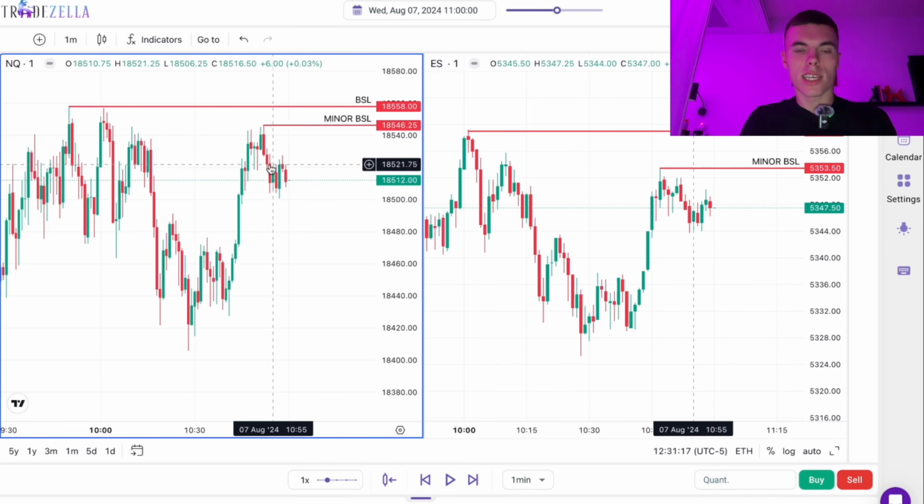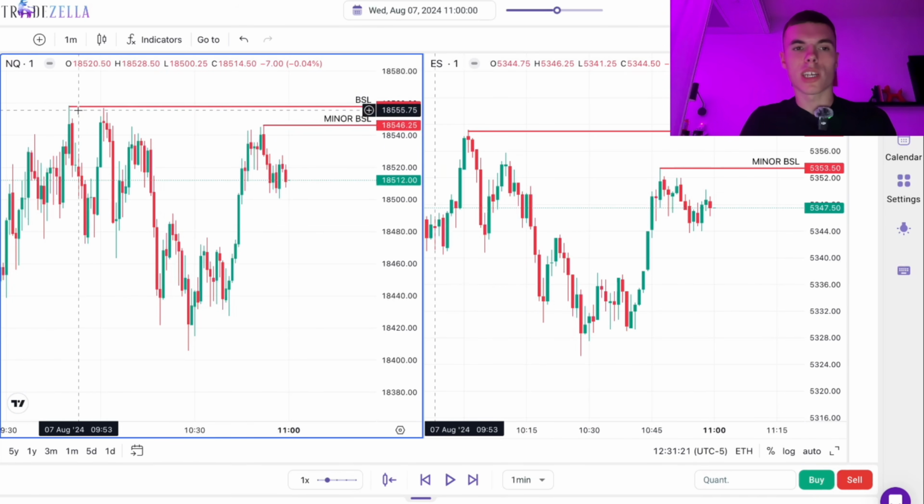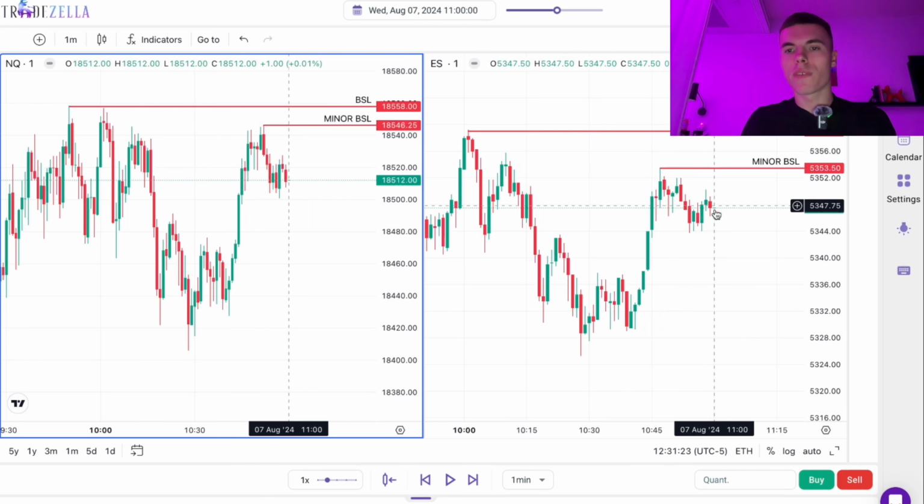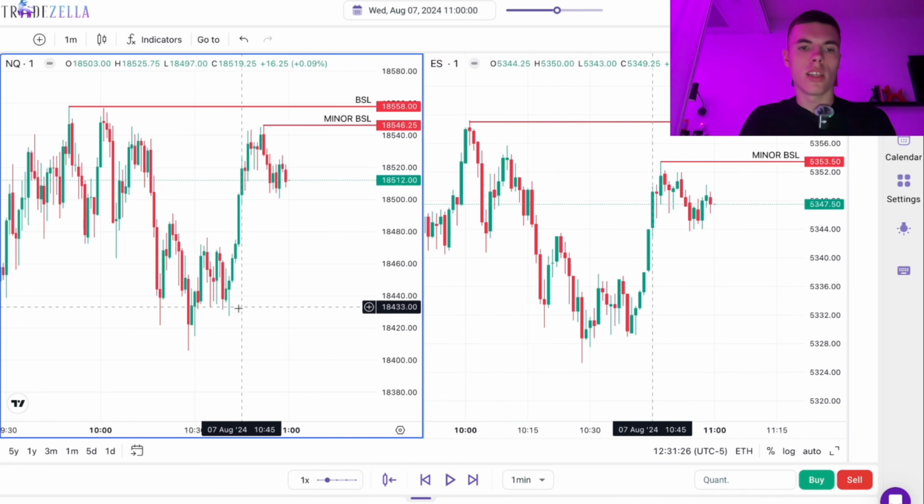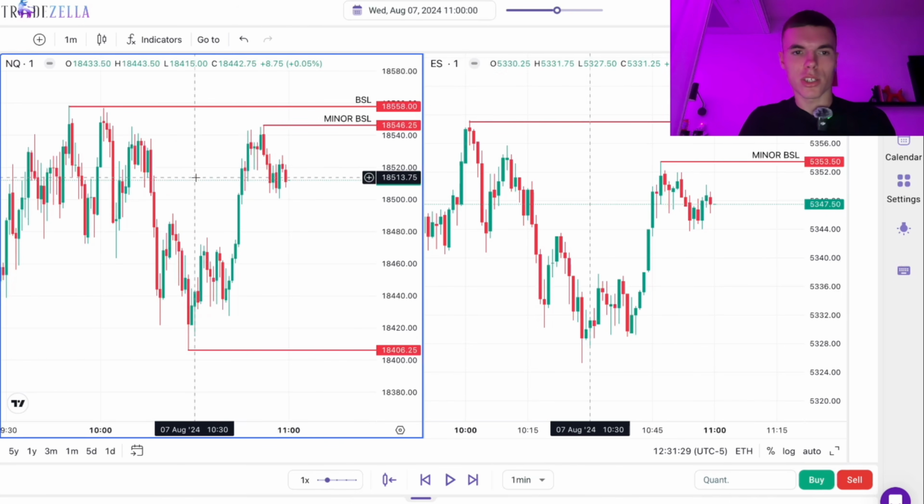So going into the second day macro, I've marked out this minor buy side liquidity, this point of buy side, which has a pair of relative equal highs, and also for ES, I've marked out the same liquidity levels. The draw on liquidity for this AM session is going to be lower.